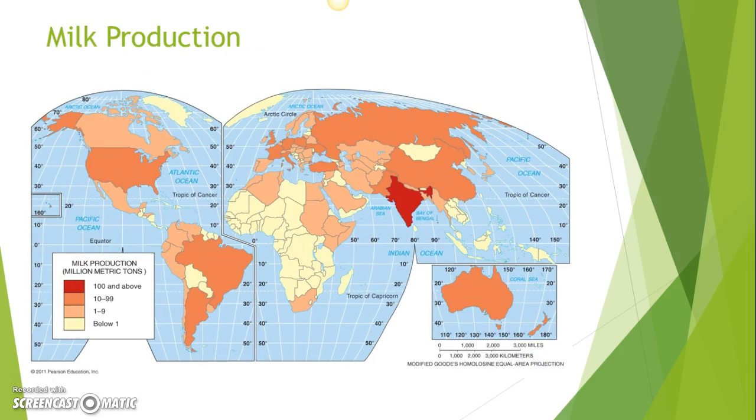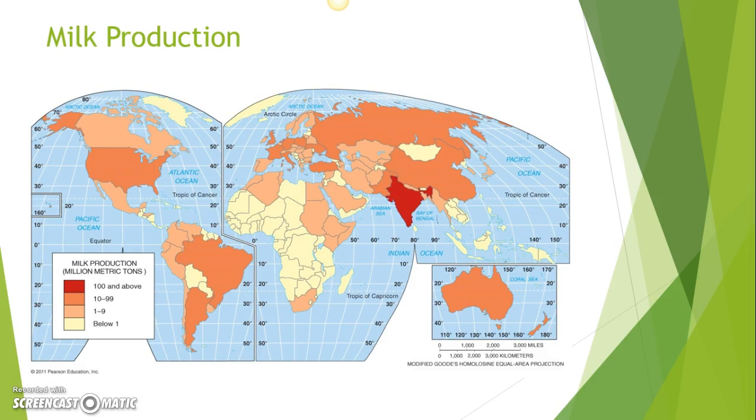We're going to go ahead and take a quick look at milk production. And like I said, remember, milk is one of those foods that tends to be consumed close to where it's produced. So if we look at the more developed world, we see a lot in the United States. The US actually is a huge milk consumer.